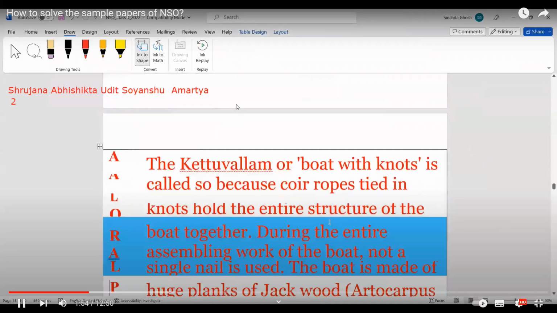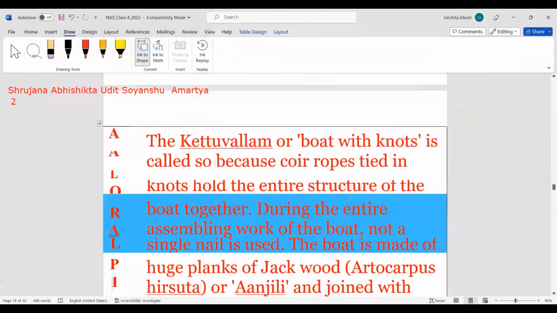Next, see. The Kettuvalam or boat with knots is called so because ropes tied in knots hold the entire structure of the boat together. There is some rope that actually ties the boat to hold it together. During the entire assembling work of the boat, not a single nail is used. So the boat is made up of rope. It is not made up of nails.